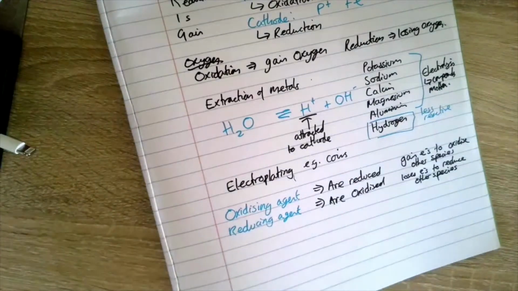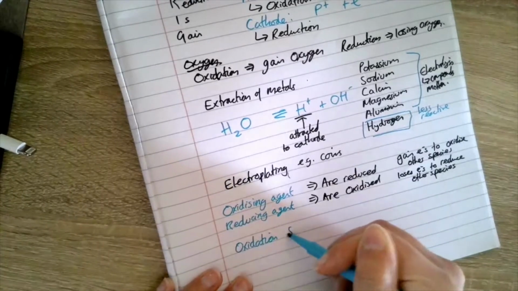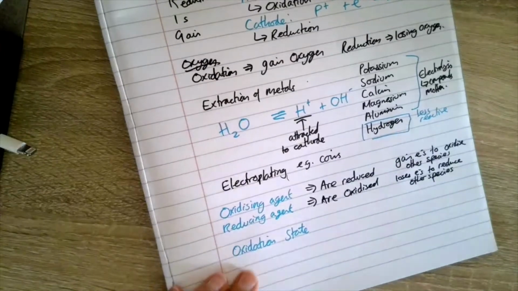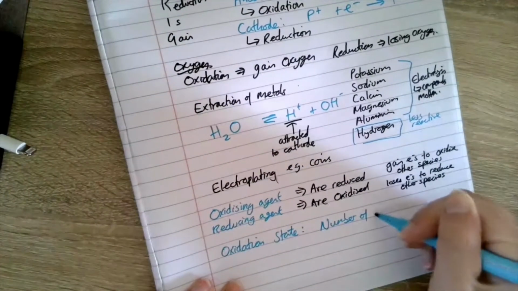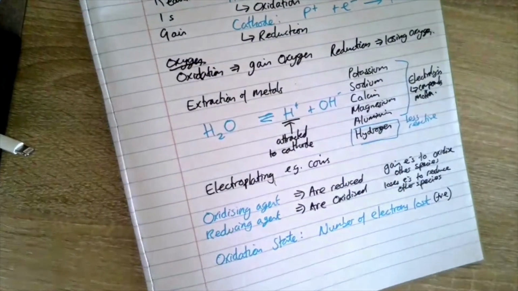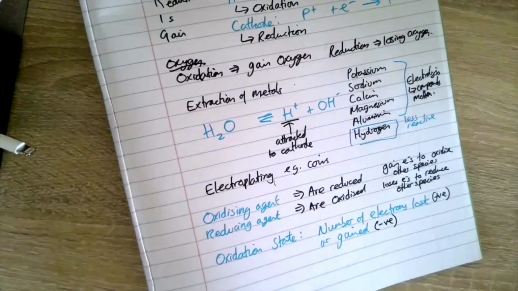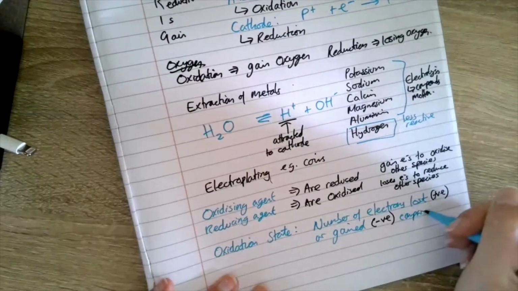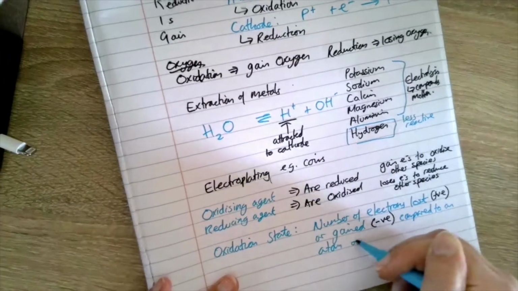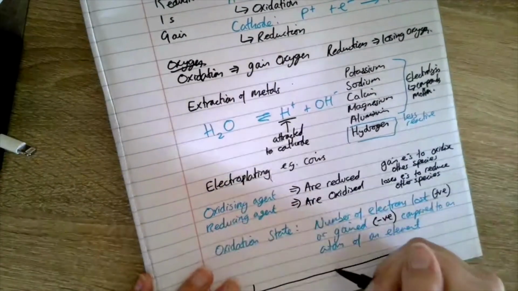We can look at oxidation states in order to tell whether something has been oxidized or reduced, and an oxidation state is telling us the number of electrons that have been lost, in which case it's positive, or gained, in which case it's negative, compared to an atom of an element.